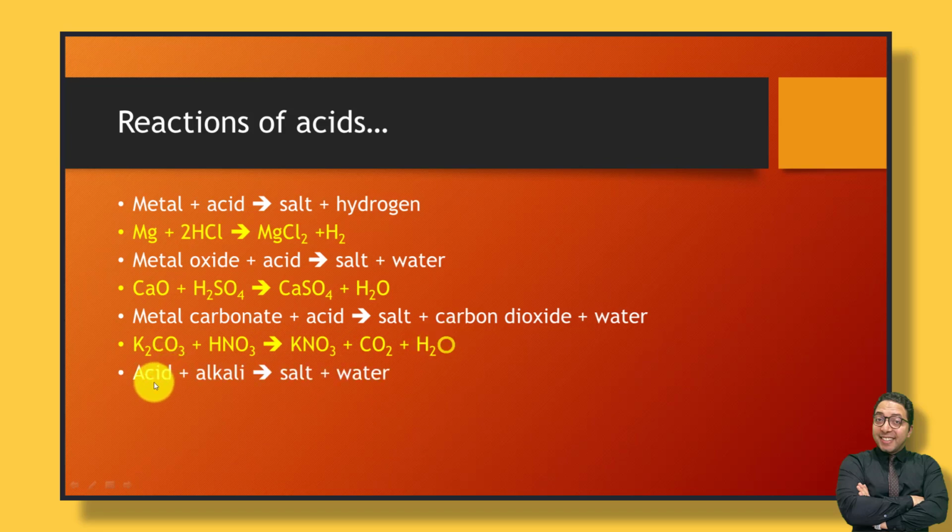Last reaction is the reaction between acids and alkali. When acid reacts with an alkali, it produces salt and water. An example for that, hydrochloric acid. When it reacts with sodium hydroxide, it gives out sodium chloride plus water.